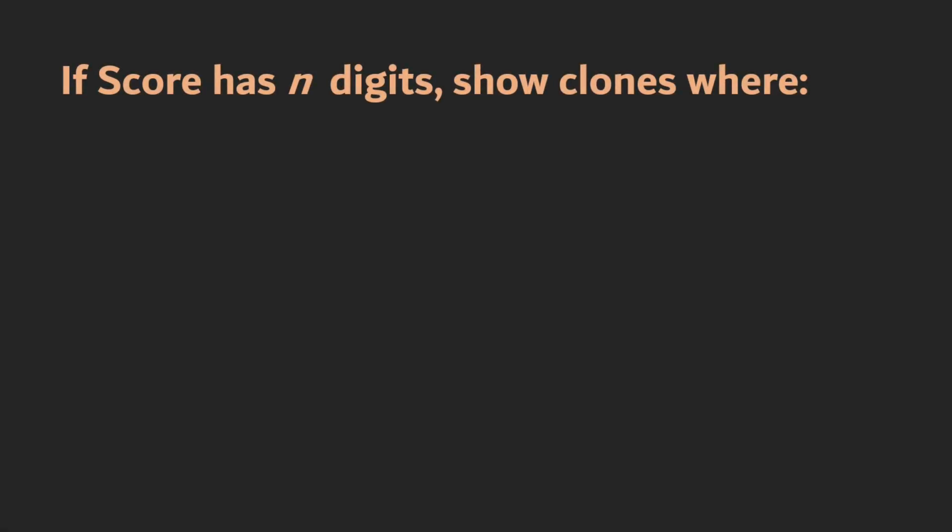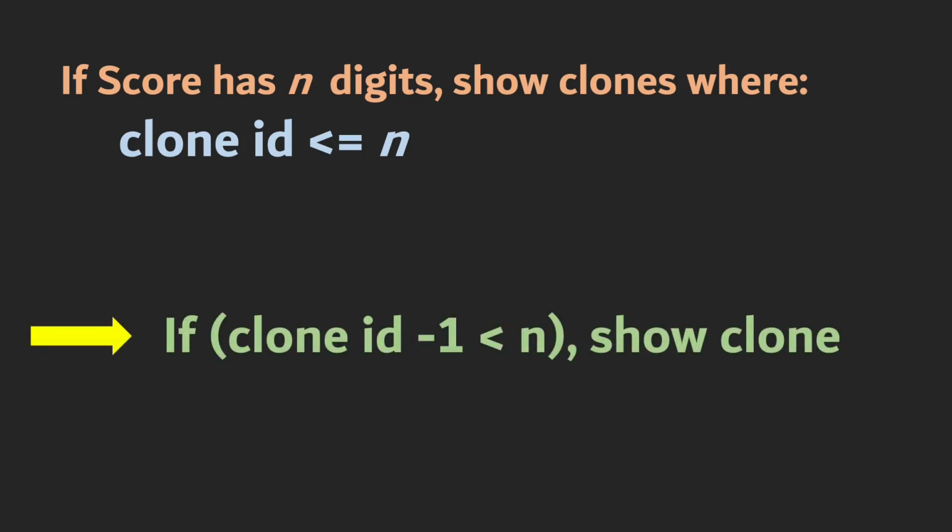If the score variable has n number of digits, the clones which have their clone ID either equal to n or less than n should show. Instead of a less than or equal to, we can simplify this expression further. If clone ID - 1 is less than the number of digits, we show the clone.